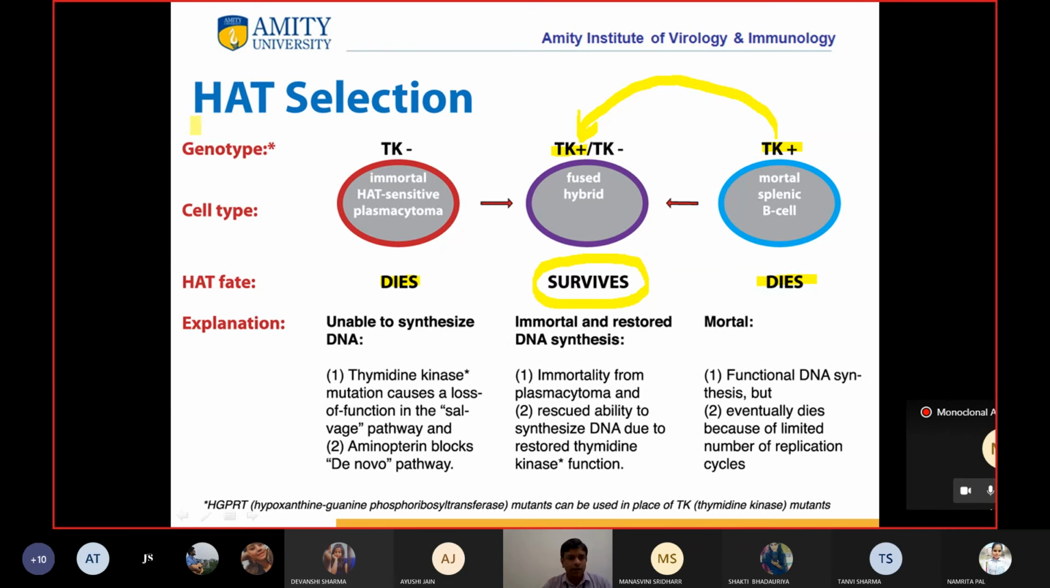So we have hypoxanthine, aminopterin and thymidine. We have put these components here and therefore this fused cell will survive. Clear why the hybrid cell is surviving and not the others?